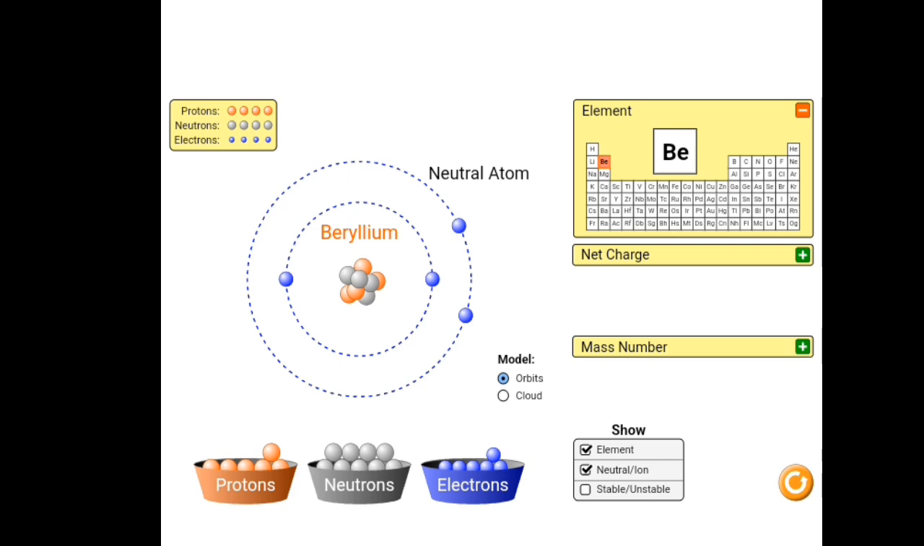And you can see that this is a neutral atom. So from what we have done, we've been able to build a beryllium atom. A beryllium atom has 4 protons, 4 neutrons, and 4 electrons. So a beryllium atom has an equal number of protons, neutrons, and electrons.